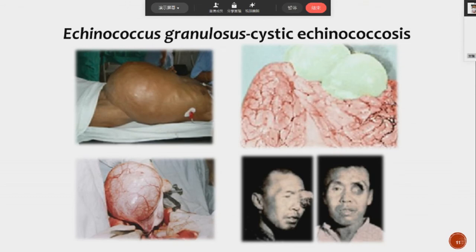They found he had a cyst. This cyst can also grow in our brain and parasitize other parts. But like this patient, unfortunately, the cyst was parasitizing his eye, yes? So in this case, they had to remove his eye. That is for cystic echinococcosis.